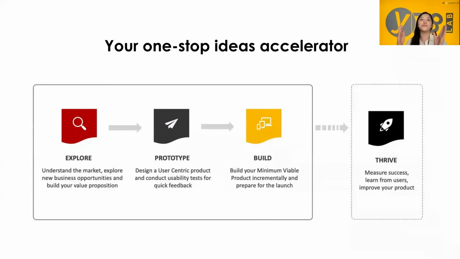Next up, we will move on to the prototype stage, where we'll be designing a user-centric product. Here, we will build your low-fi and hi-fi prototypes. We'll conduct more usability tests, and we'll get feedback from here, and we'll iterate. After we're done with the prototype, and then we will move on to the build. Now, the build phase is where you will start building your MVP, which is your minimum viable product. We'll build it incrementally, and we will prepare for your product launch. And then after your product launch, post-launch, we will go on into this thrive mode. Here, we will measure your success. We'll learn from all the feedback from the users, and we'll see how to improve your product. So this is the 4 main stages that we have at Digital Factory.